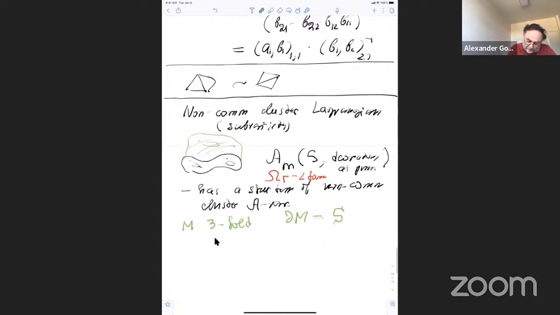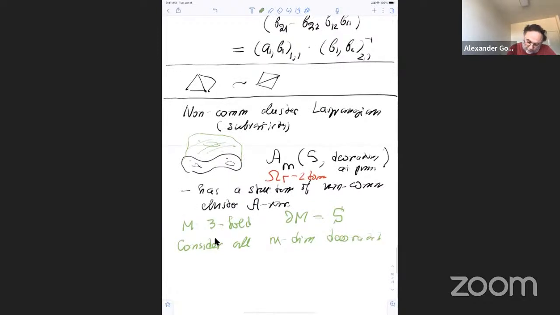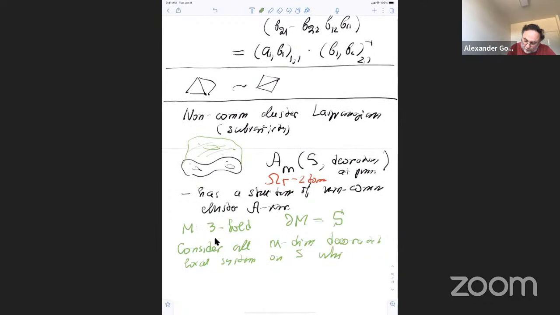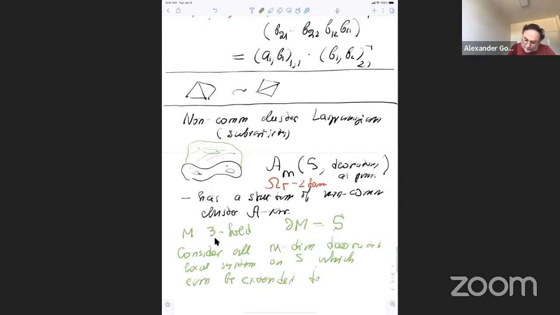space, so we consider all m-dimensional decorated local systems on S, which can be extended inside to M. So that's the object to consider.